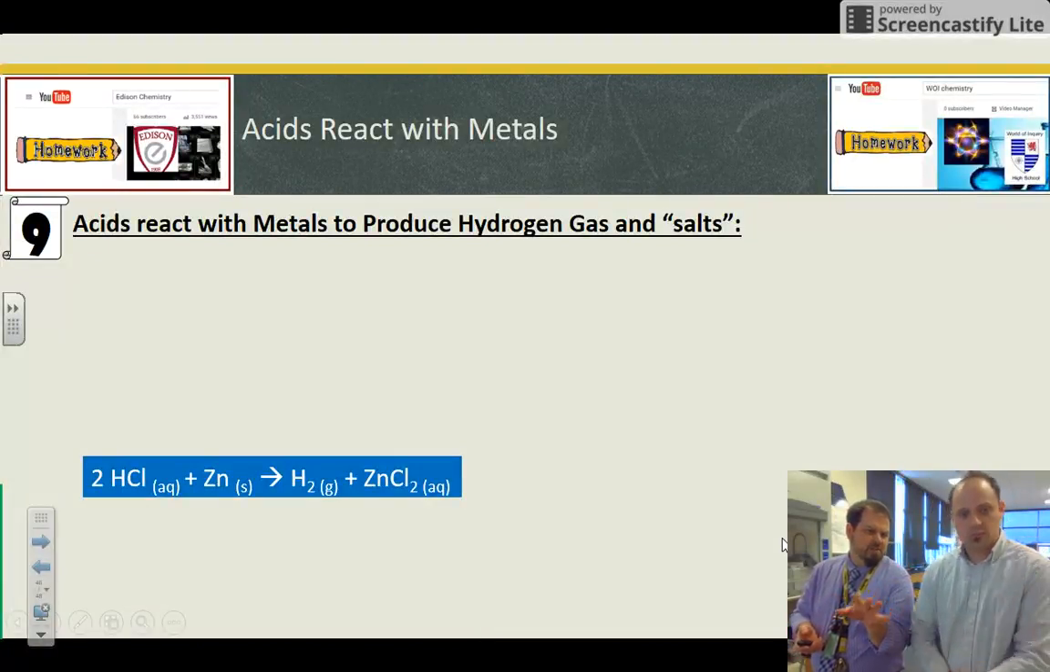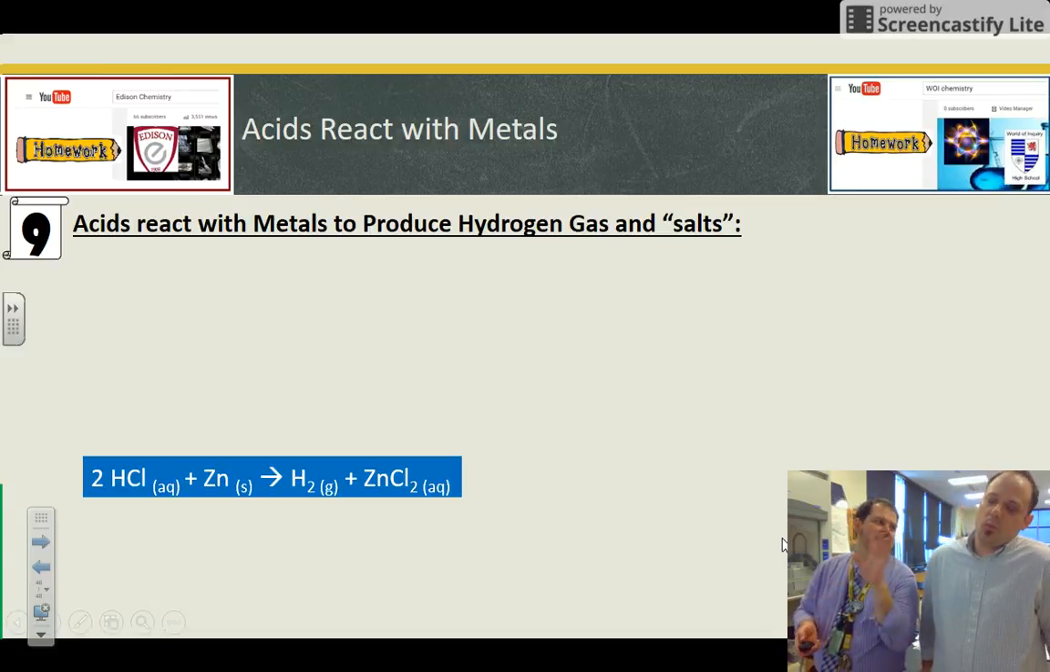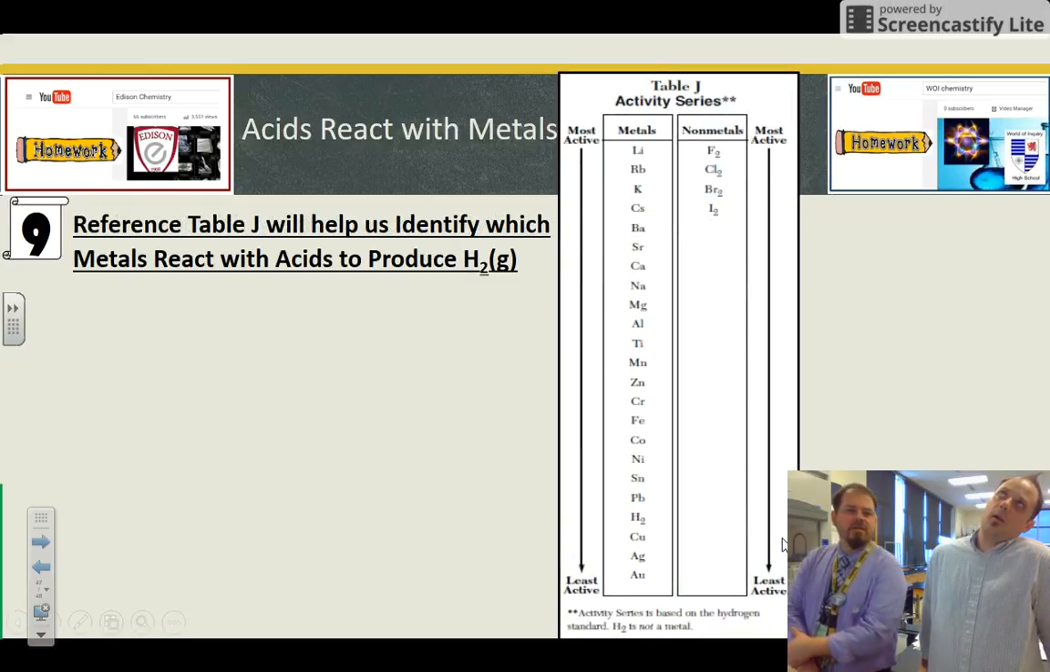Is there an oxidation reduction going on here that we're not discussing? There is a redox, so we can't get into that yet. That's two or three units from now. We'll get there eventually.